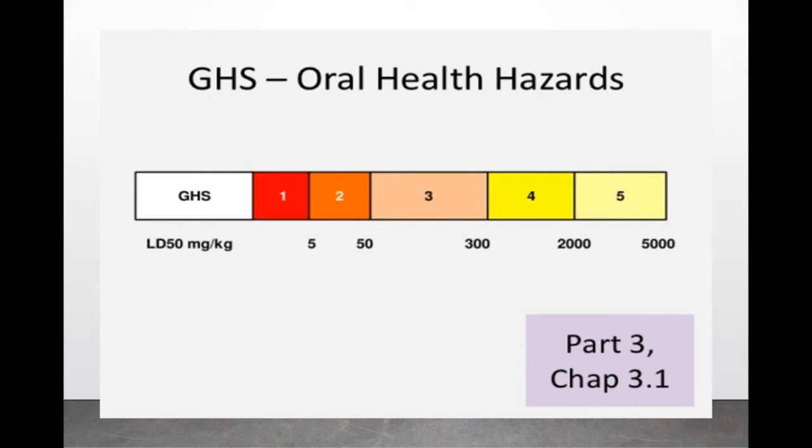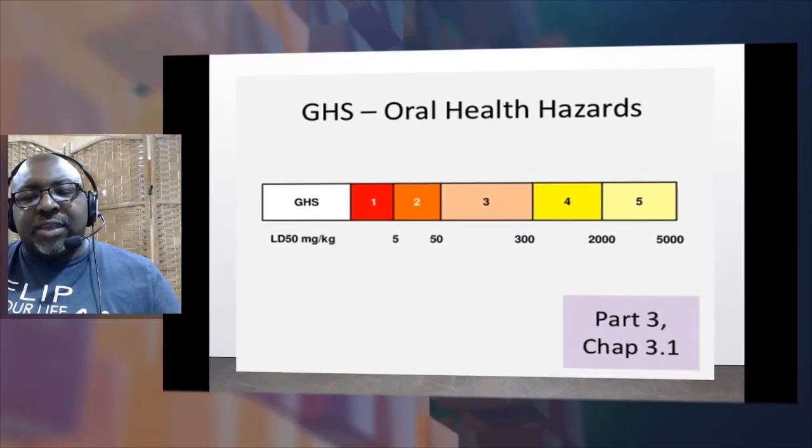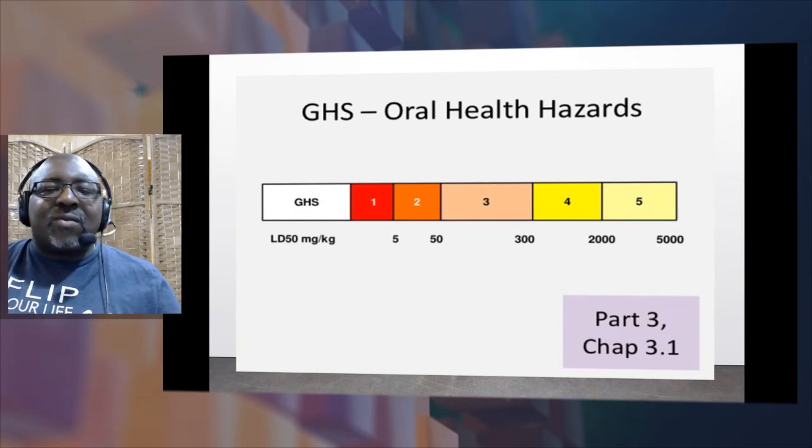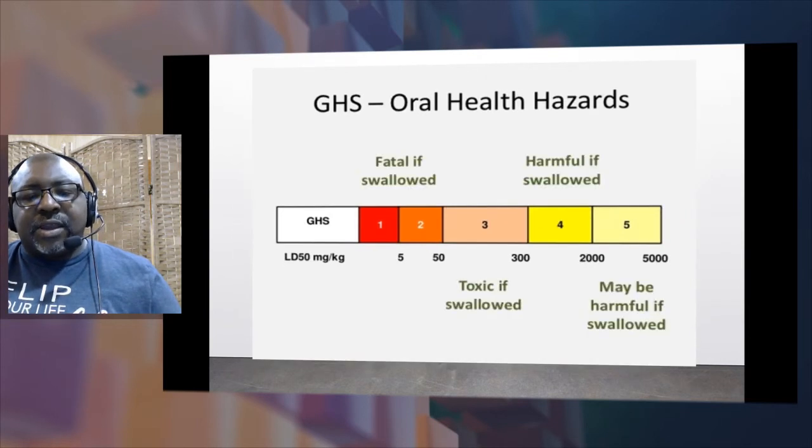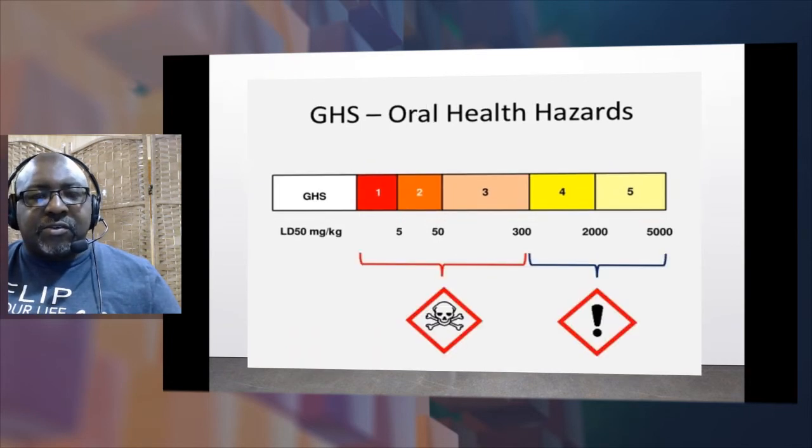Again, we were all over the place, but now with the GHS system, we know that when you establish a lethal dose of 5 milligrams per kilogram or less, you're very toxic. So that becomes a number 1, and then you work all the way down to 5,000. If it's toxic at 5,000 milligrams per kilogram, that's less toxic than the substance that was toxic at 5 milligrams per kilogram. So then you get your quantification of what those numbers mean.